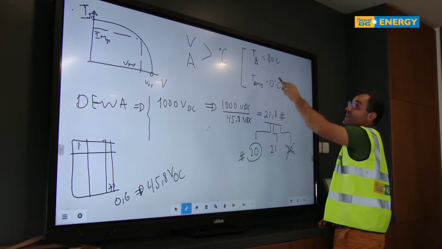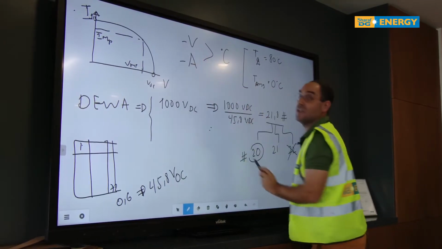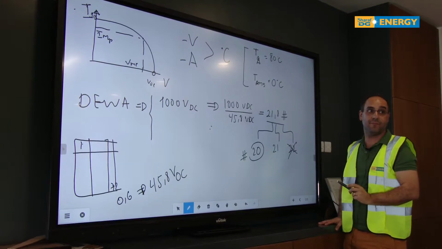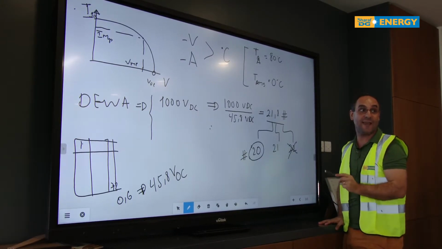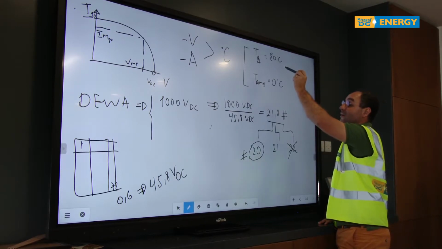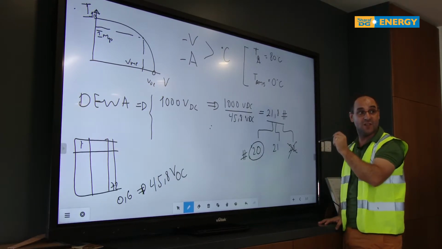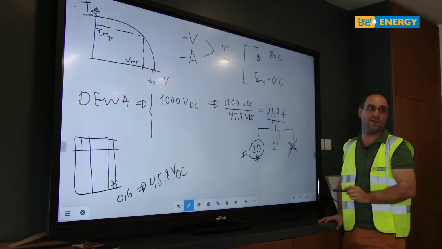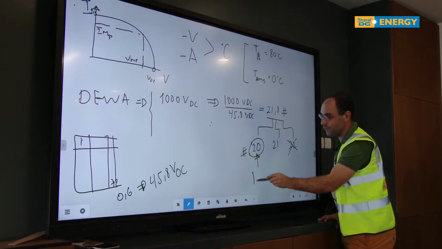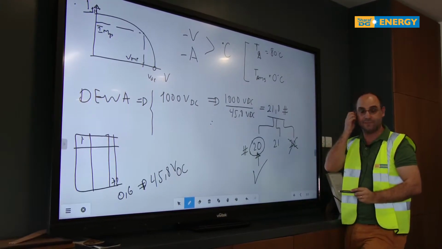But we know that these limits affect voltage and current. Without further delay, I would say that your system in the project accounted for the temperature coefficients, energy loss, and voltage loss. We went for 20 in series, and this has been approved by DIWA.